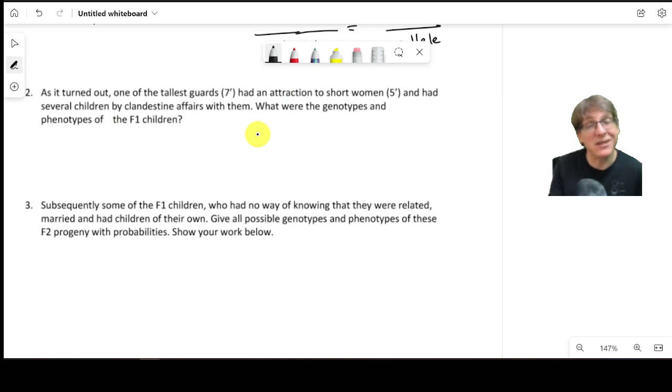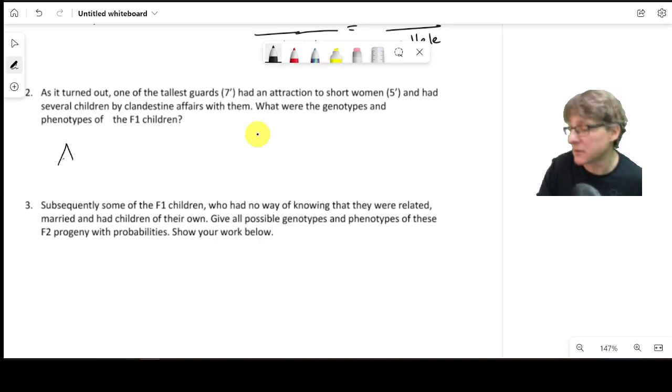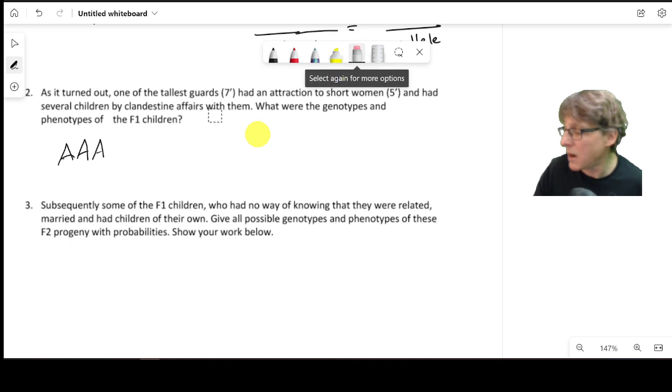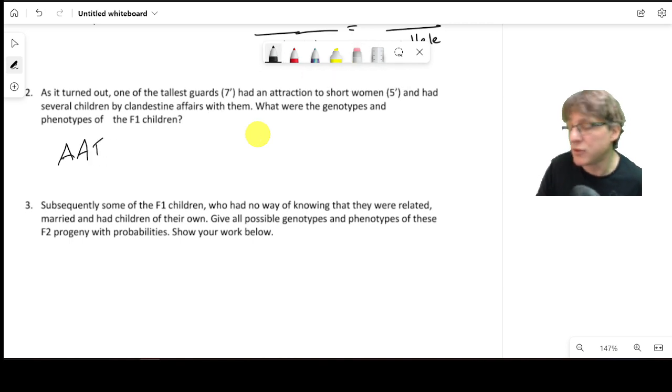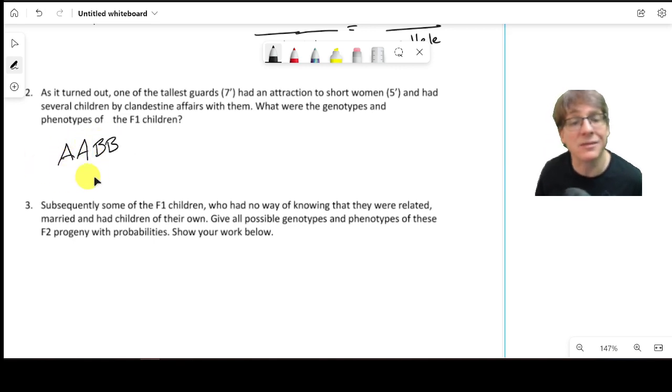So if 7 feet is our maximum value, and we denote additive alleles as capital letters in this example, the guard's genotype would be capital A, capital A, capital B, capital B, because he had all additive alleles. Each of these additive alleles is adding 6 inches. So here we have 6 inches, 6 inches, 6 inches, 6 inches. Altogether 2 feet. That gets him to 7 feet.